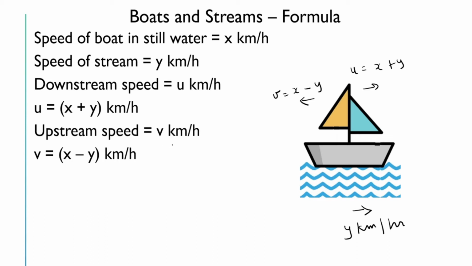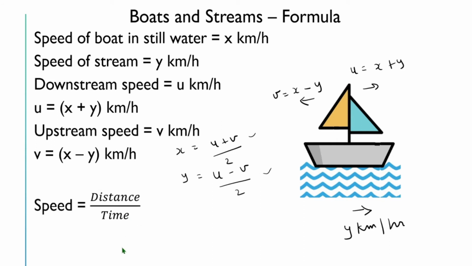So from here we have x is equal to (u plus v) by 2 and y is equal to (u minus v) by 2. So we can either use this formula or we can do the problems separately. And we all know the formula for speed. Speed is equal to distance by time.